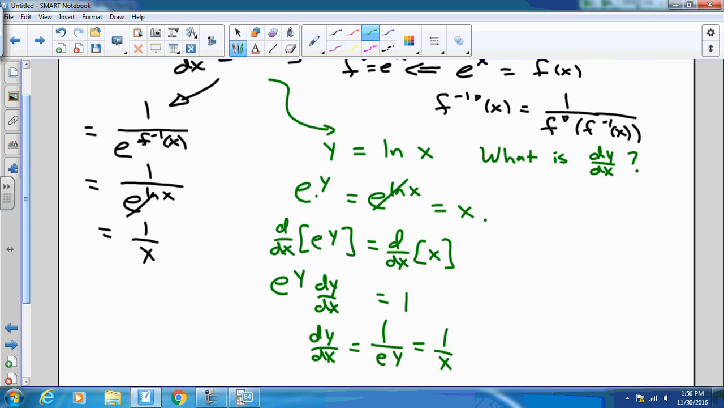Pick one. You can pick one. I like them both. This is more elegant. This is a little bit easier to understand.